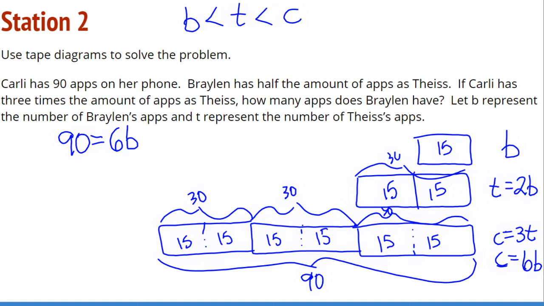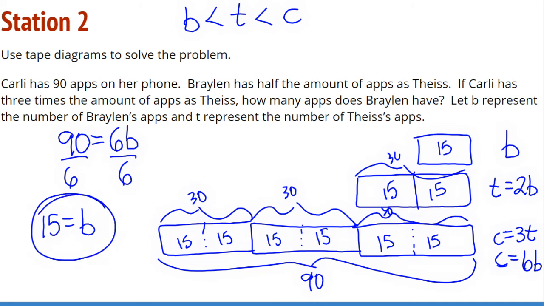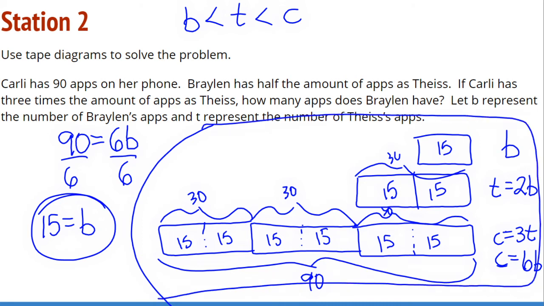I can check it algebraically. I can divide by 6 and divide by 6 and find out that 15 is equal to Braylon. But I really love the tape diagram. There's such great math thinking involved here about the relationships, recognizing that if Braylon is half of Theus, and here we have Carly that's going to have 6 of Braylon, that I can use that information. So Braylon is 15, Theus is 30, and Carly is 90.